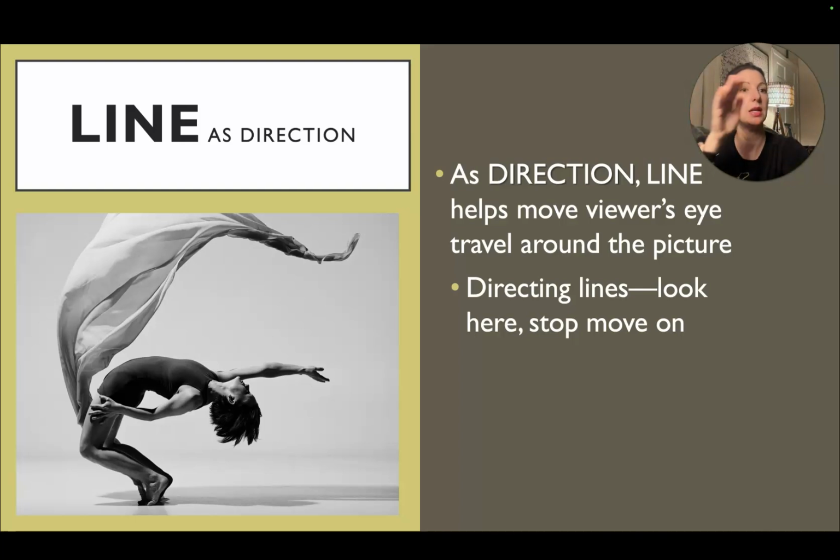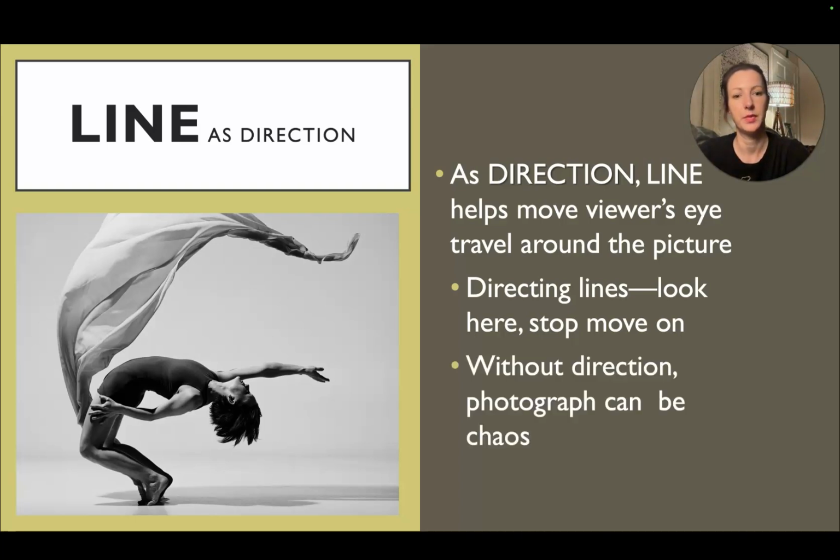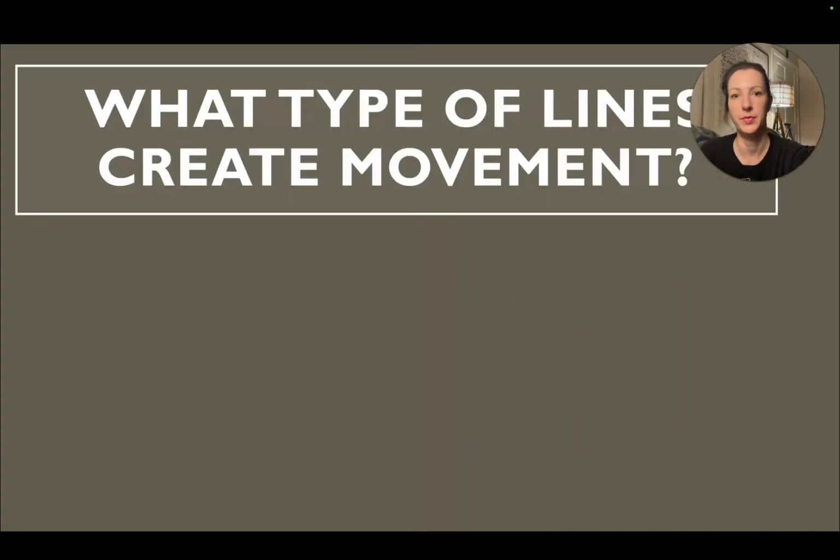And you want to keep it in the composition. You don't want something pointing straight out. So without having some kind of direction, a photograph can be chaos, and then we're moving back into snapshot territory. So you need to think about where your lines in your photograph are pointing your viewer.